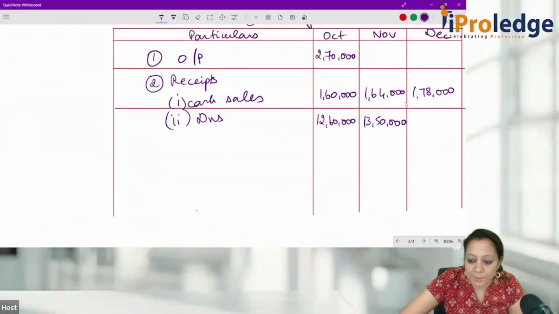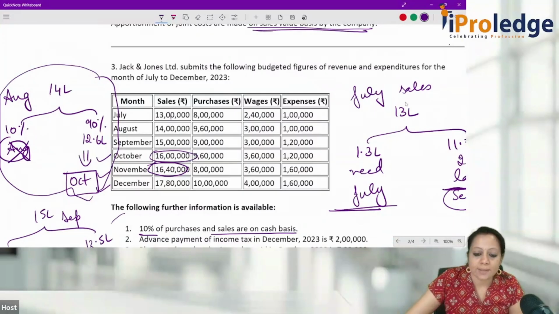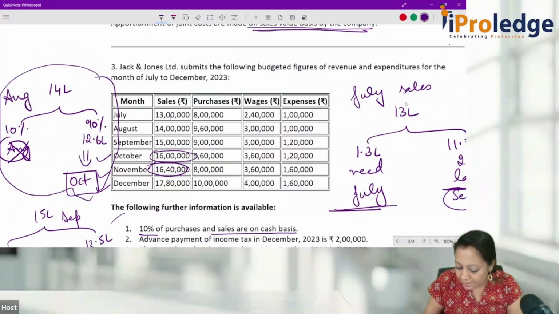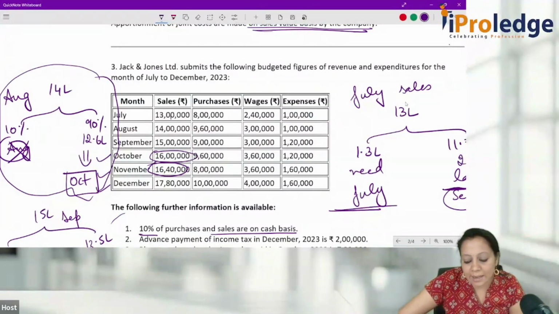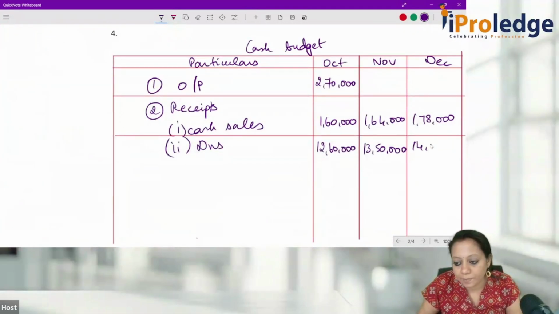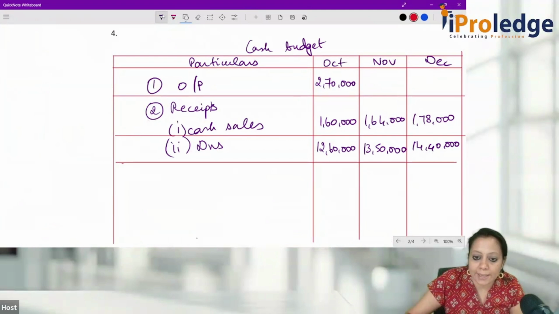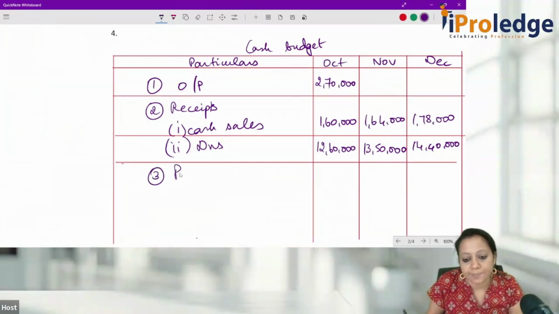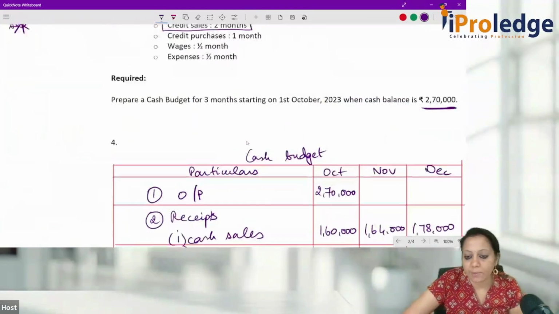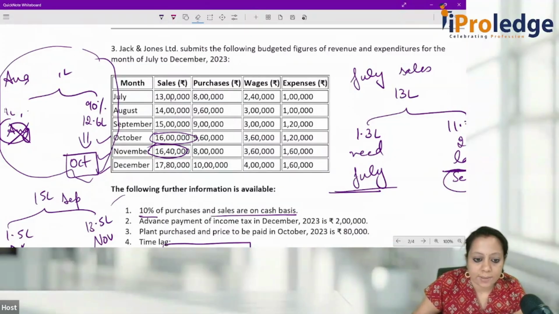Now we will go to October. October is going to be 16 lakhs into 90 percentage. That is 14 lakh 40,000. So if you want, you can do a subtotal. But in the exam, if you're running short of time, directly please go to payments. Let us see one by one what and all we have. I'll just erase all this.